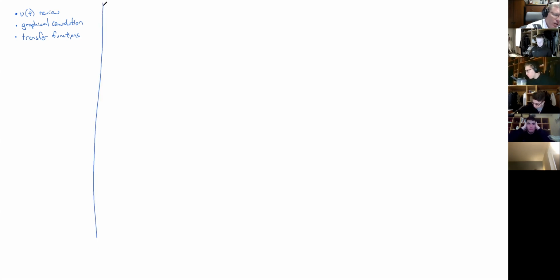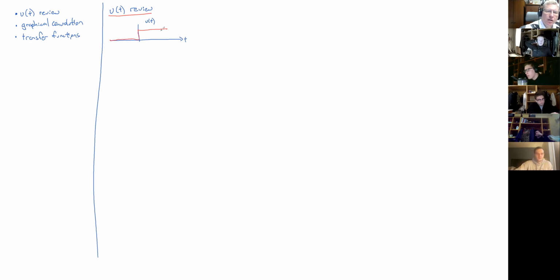Let's begin with a review of step functions. So a step function, you already know, looks like that. 0 pops up to 1. An alternate way to describe it is piecewise linear, where we say it's 0 for time less than 0 and 1 for time greater than or equal to 0. And what happens exactly at 0, we really don't care about.